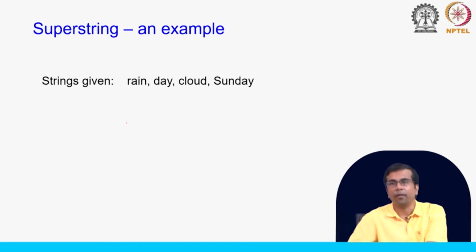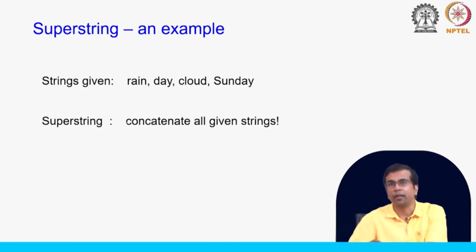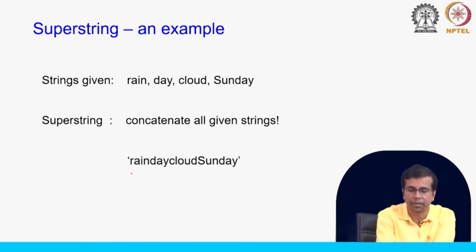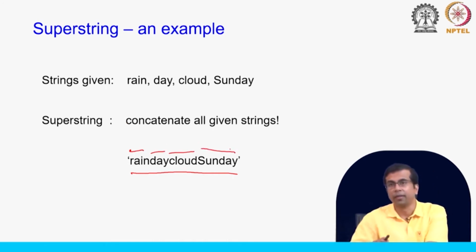Okay. Now, for a superstring, this will contain all these strings, and these will then be called substrings of the superstring. Now, you can generate a superstring very easily if you just concatenate, if you just put one after another. So, that is an easy process. You can simply put them together and you can see, you can find the string rain in this superstring. This is the superstring here, you can find rain here, you can find day here, you can find cloud here, you can find Sunday here. So, this is an easy way to generate this superstring.